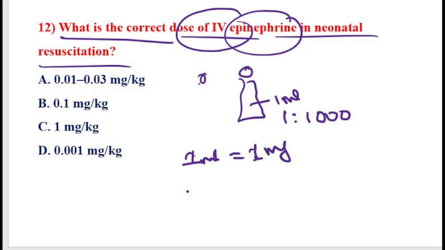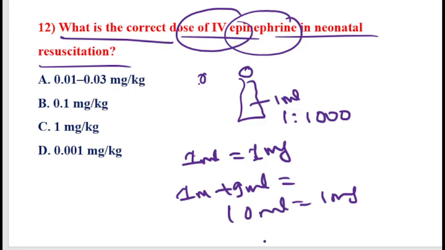Now what we have to do is take a 10 ml syringe. We take 1 ml of epinephrine and add 9 ml of saline or distilled water. So it becomes 10 ml, and that 10 ml now contains 1 mg. In this 10 ml syringe we added 1 ml epinephrine and 9 ml saline, totalling 10 ml, equal to 1 mg.